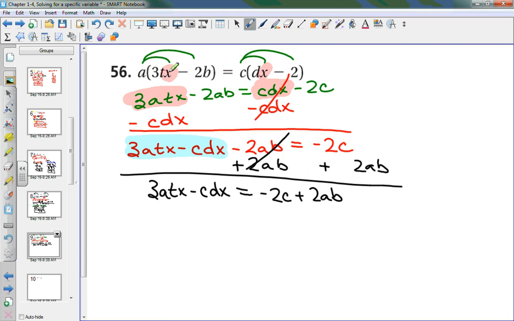Now, this is the part where we are left with just my x's, and I ask myself, what's in common between these two terms? And what's in common, because this is what we did on purpose, is we left the x's on the same side. So I'm going to pull out what's in common, which is the letter x. When I pull that x out of my first term, I'm left with 3at minus, if I pull an x out of my second term, I'm left with a c. And that's going to equal negative 2c plus 2ab.